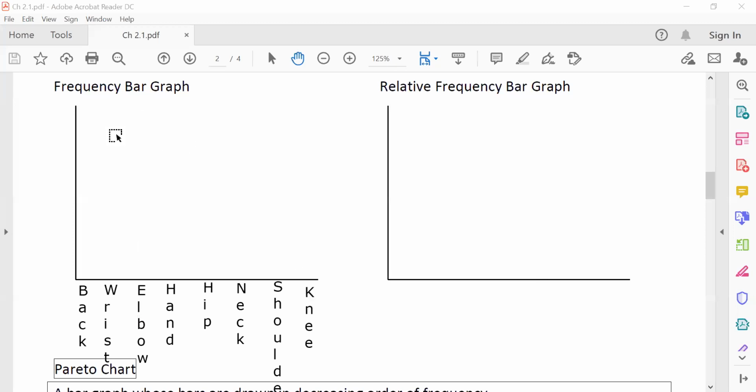Now, along the frequency bar graph here, along the y-axis, I need to put some numbers. I'm not going to put every number between 1 and 12. In fact, I might not even want to end with 12. So maybe I'll count by threes.